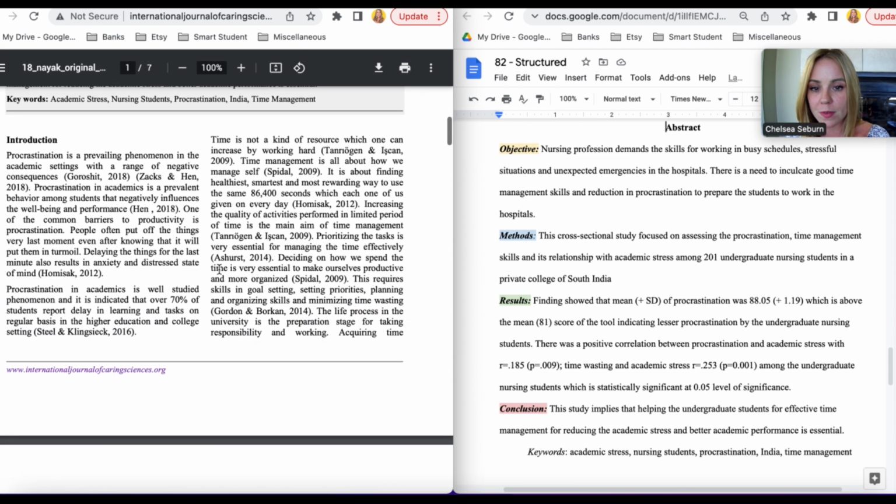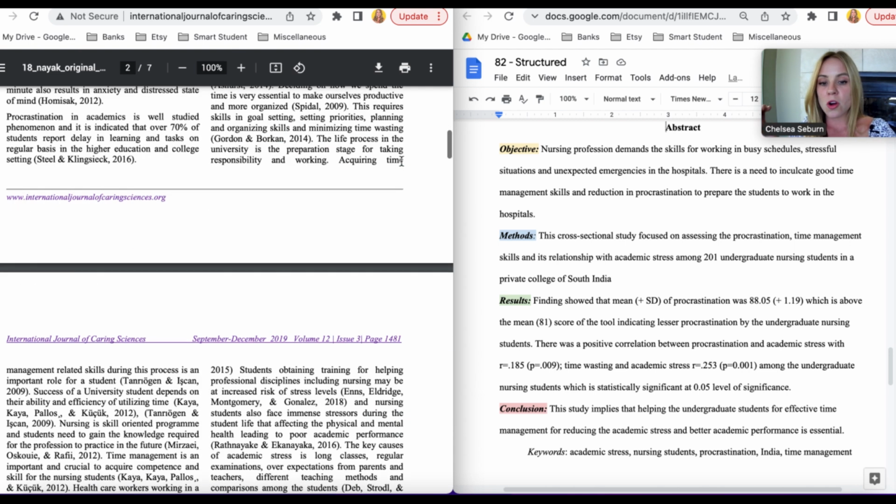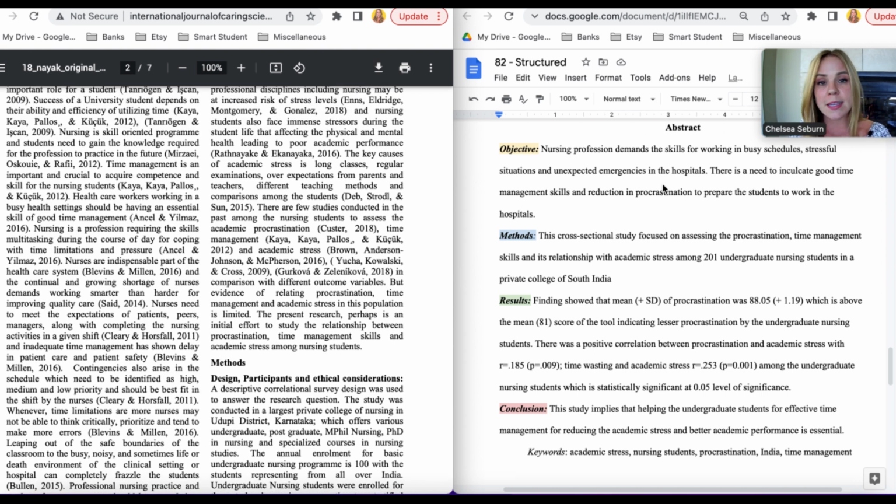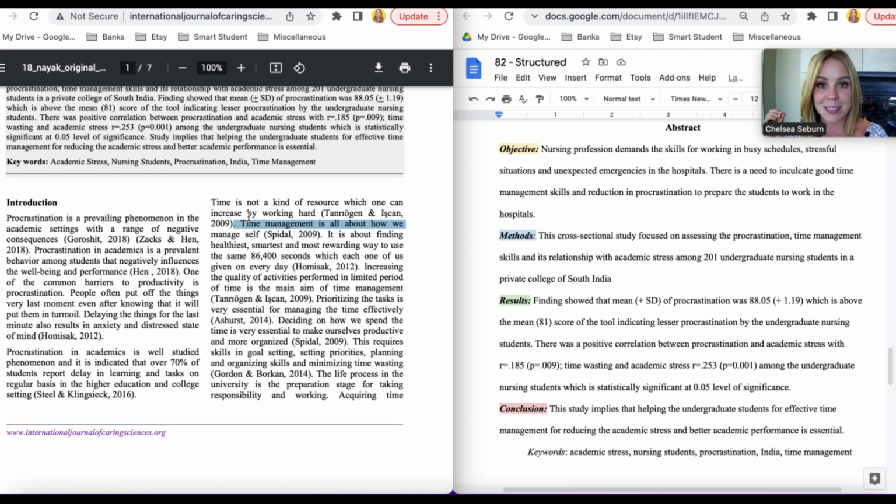All right. The objective is your first main point in your abstract. Why? Because that's the first main section in your paper. The objective is going to be included in your introduction. As you can see, we're talking about procrastination and how it's prevailing in academic settings, causing negative consequences. We come down over here and we talk about nursing students and time management. And so these are all of our objectives in our introduction. And basically, this sentence right here is the concise snapshot of this first section.